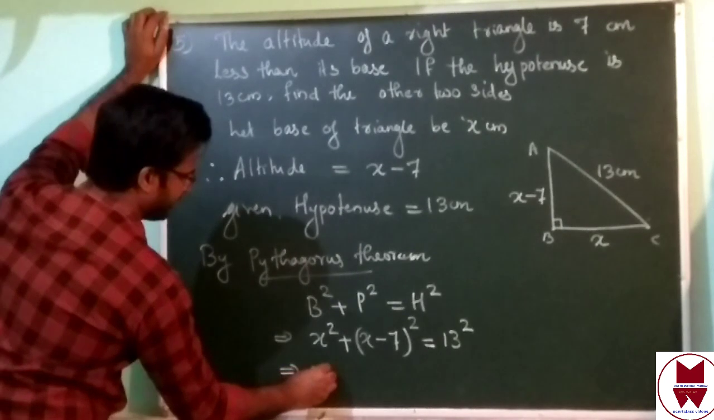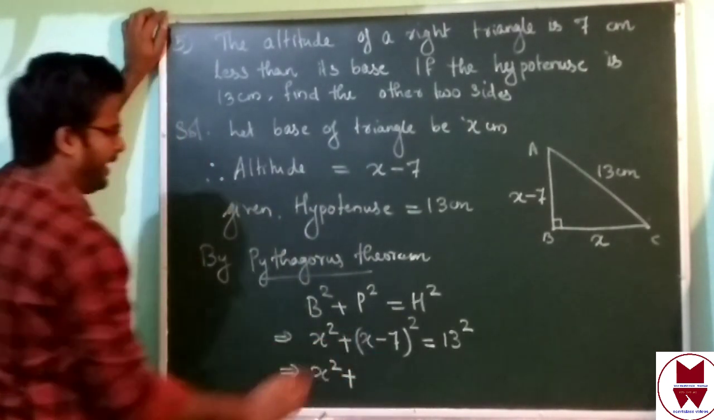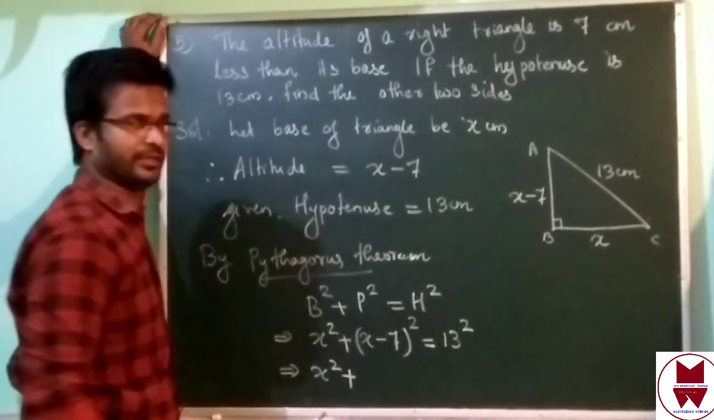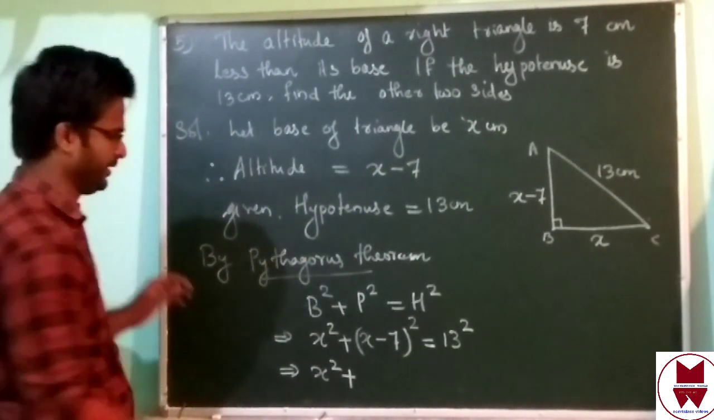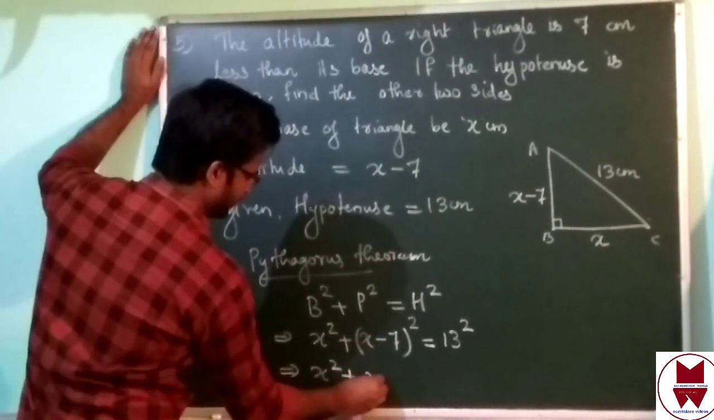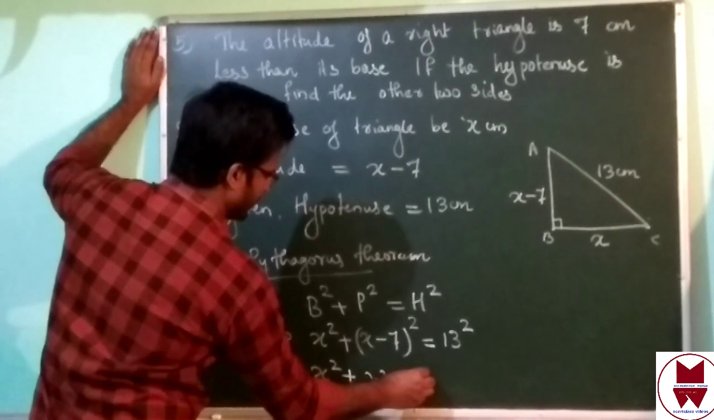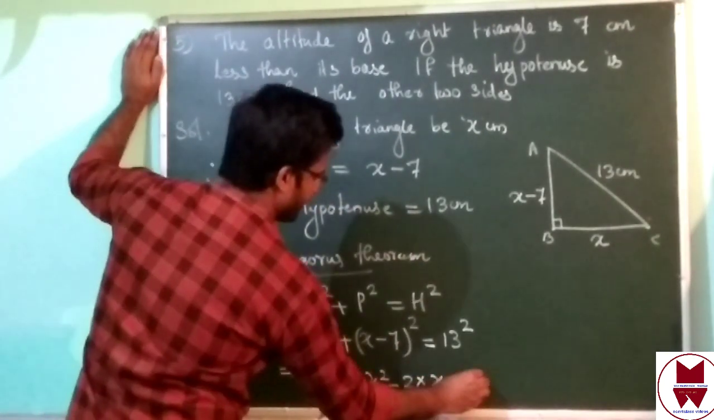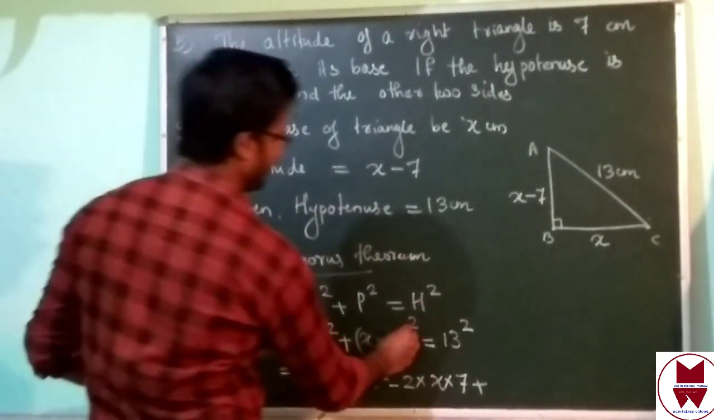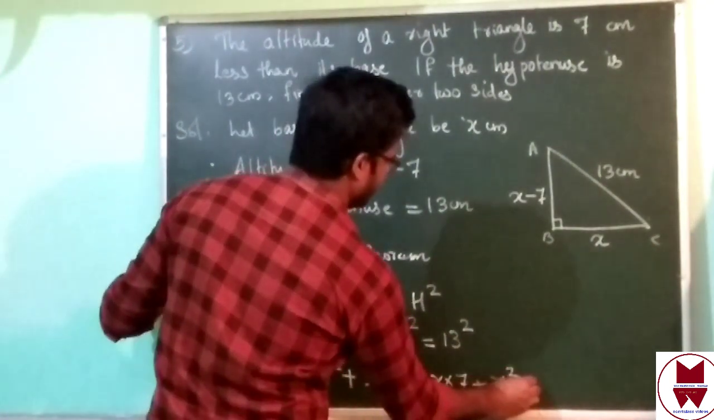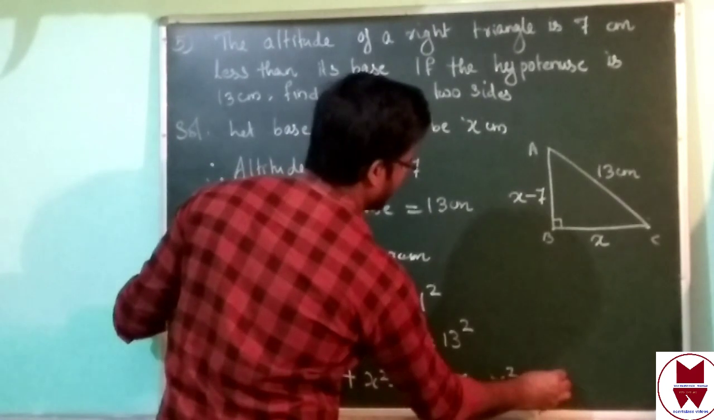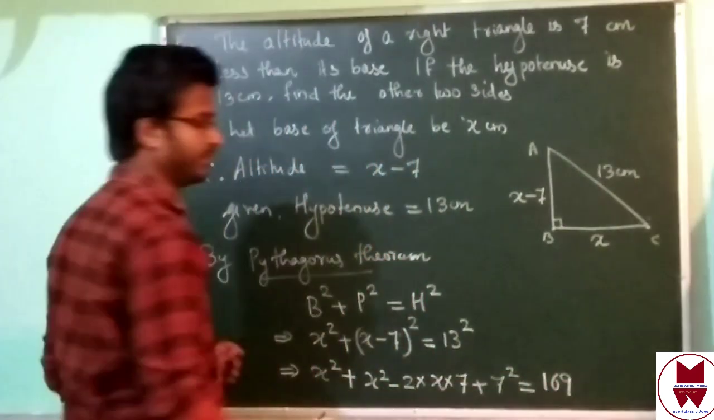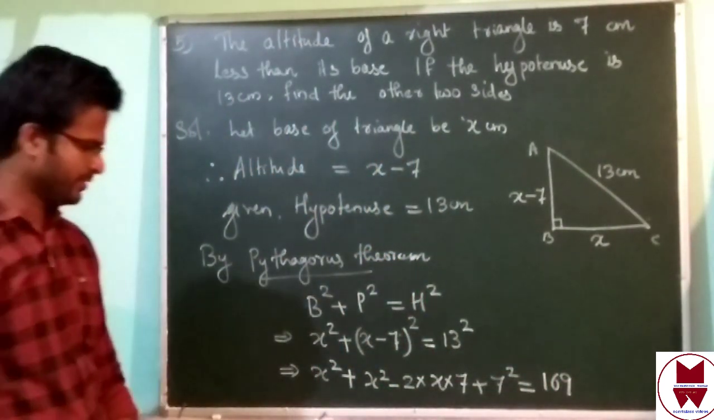Implies x square plus x minus 7 whole square. We can use a minus b whole square. Then a square means x square minus 2 into ab. A means x into b means 7. Plus b square. B square is 7 square. Equal to 13 square, we can write 169. 13 into 13 will get 169.